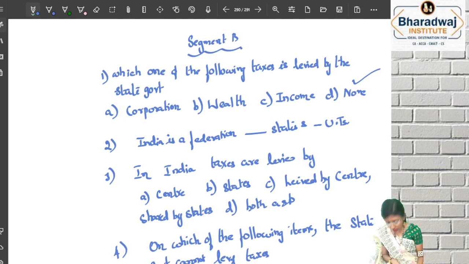Then the second question is, India is a federation of states and union territories. 28. Okay. Union territories, 7 or 8? 8. 28 states, 8 union territories. Then, in India, taxes are levied by... Yes, perfect. Next question.